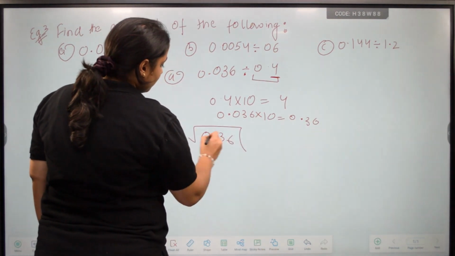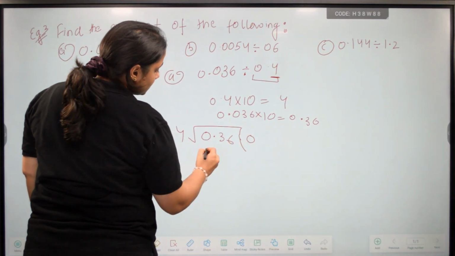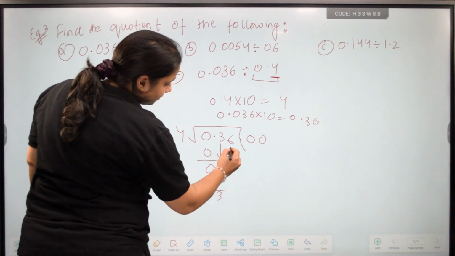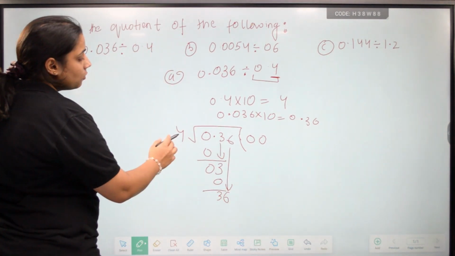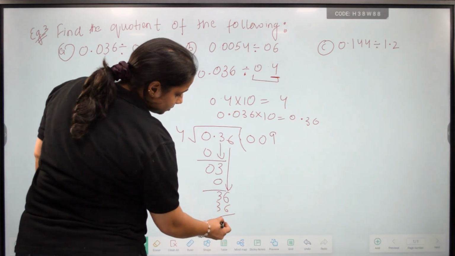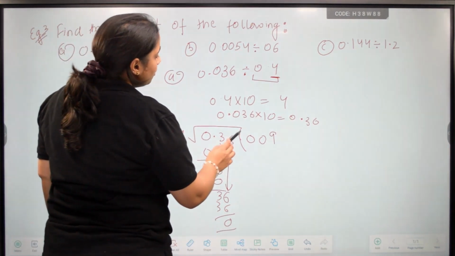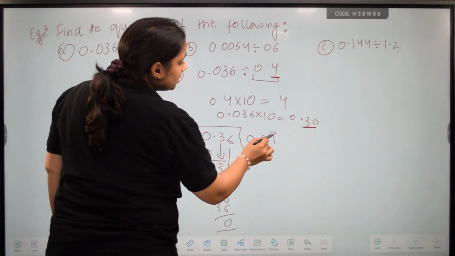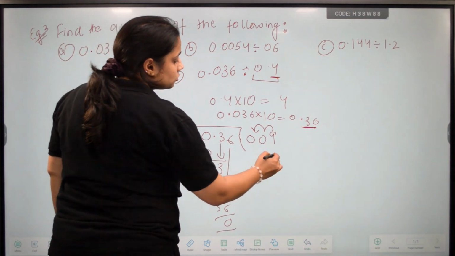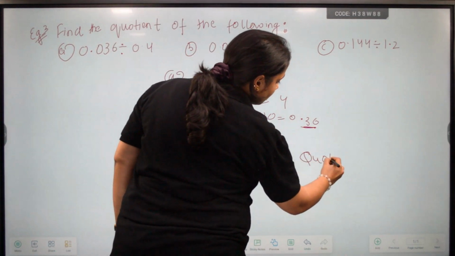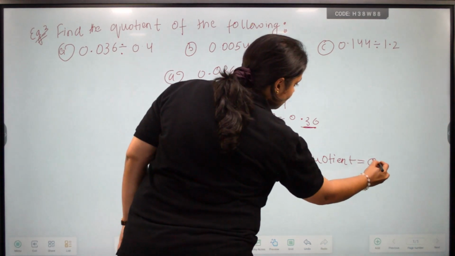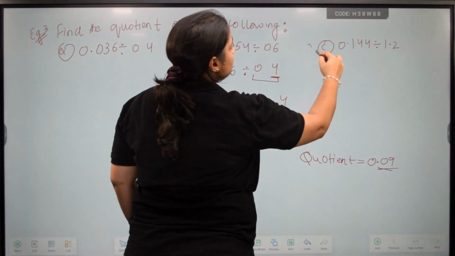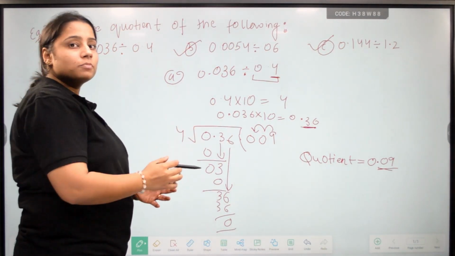Now divide the number. 0.36 divided by 4. Now 4 into 0 is 0. Again 4 into 0 is 0. We got 3 again. Now bring this 6. Now 4 into 9 is 36. So we got 0 here. Now the quotient is 009. We have two decimal places, so we'll place decimal after counting two numbers. So the quotient will be 0.09. And this is how we do this question. Part B and part C are very much similar, so perform this on your own.